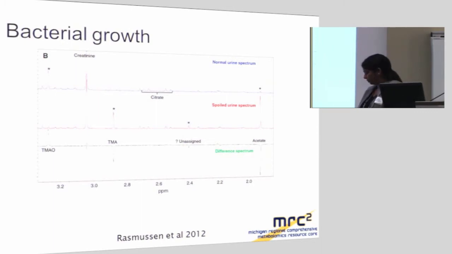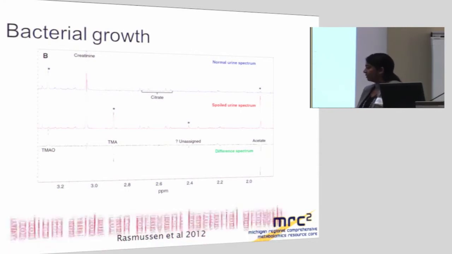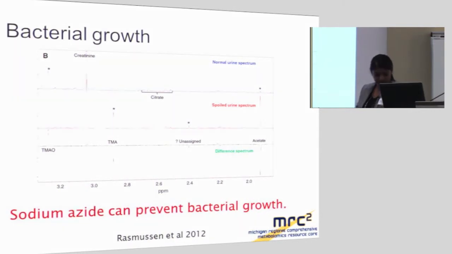So how to prevent this? You can centrifuge, remove the sediment from urine. You can also filter the urine through bacterial filters. Also, addition of sodium azide to urine before storage prevents bacterial contamination.